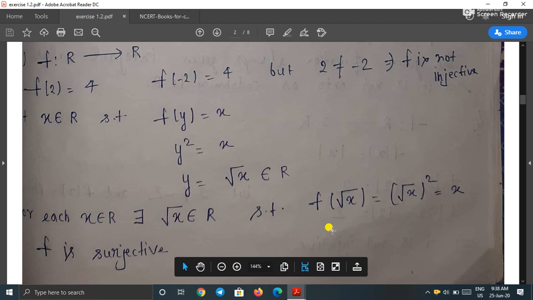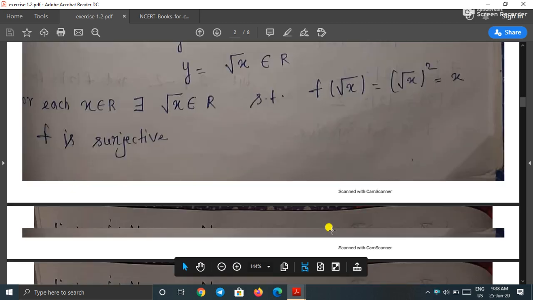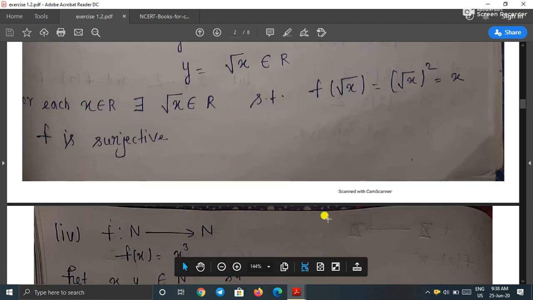Okay, to show the surjectivity of the function we can also show that codomain is equal to range. If codomain is equal to range then the function is onto. If codomain is not equal to range then function is not onto.